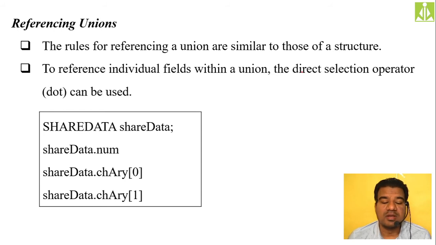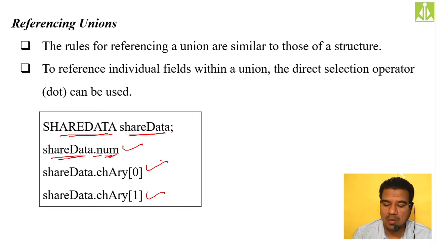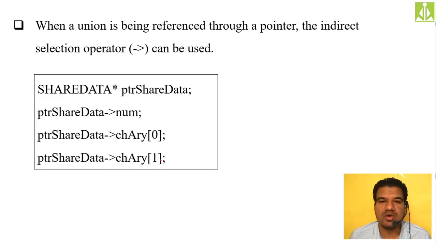So referencing individual elements from your union, I have shown, is done using the dot operator. We create a variable of type shareData, and using shareData dot field identifier, we can access num, array of 0, and array of 1. Just like structures, if you have a pointer to your union variable, you need to use the indirect selection operator, that is the arrow operator. We discussed the arrow operator in detail in structures.